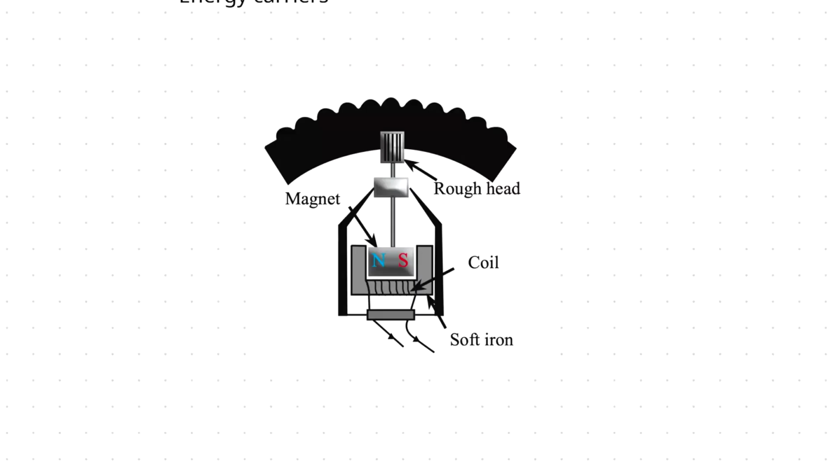So in the bicycle there is a wheel. As the wheel is rotating, the rough head attached to the wheel will also rotate. Connected to it is a circular magnet, so the circular magnet will also rotate, and there is a coil here. The coil is stationary. However, since the rough head is moving with the wheel, the magnet connected to it also moves. So the magnet is moving and the coil is stationary.